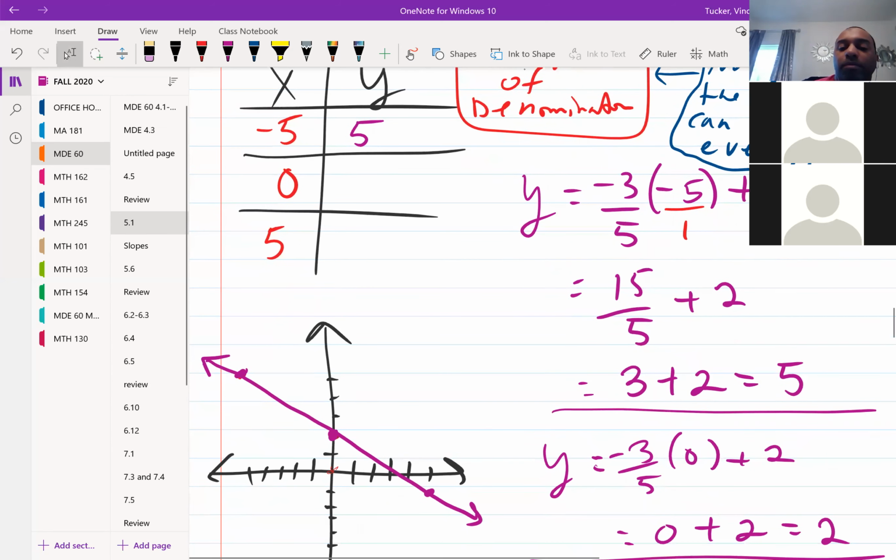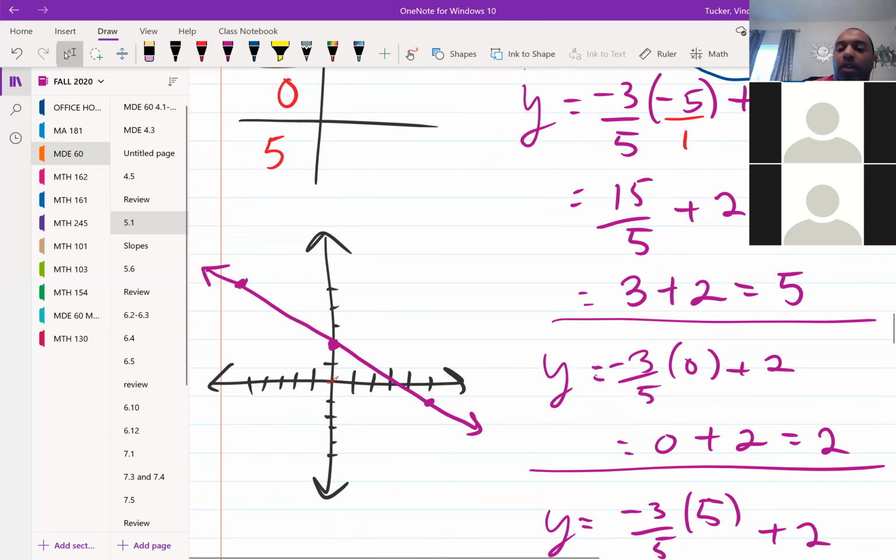All right. Same thing with zero. Plug in zero, -3/5 times zero is zero. So that's always the easiest one to choose, is zero. And 0 + 2 is 2. Let's take the system of colors.